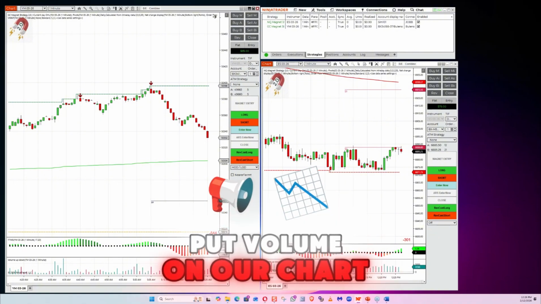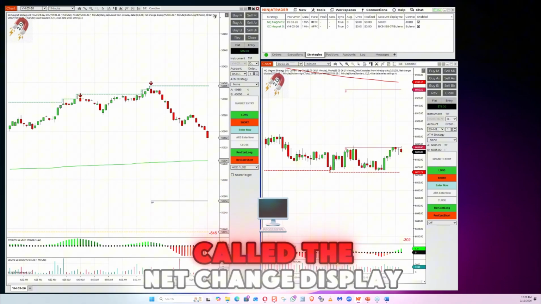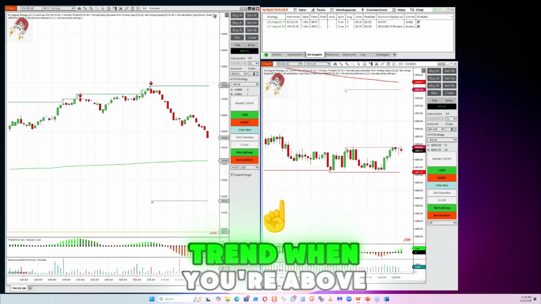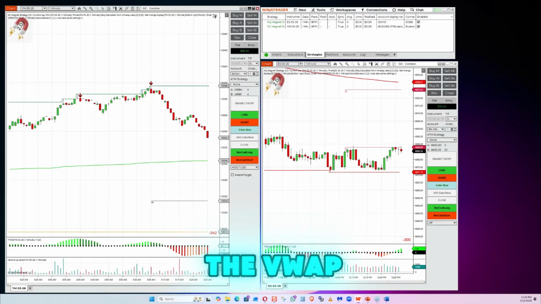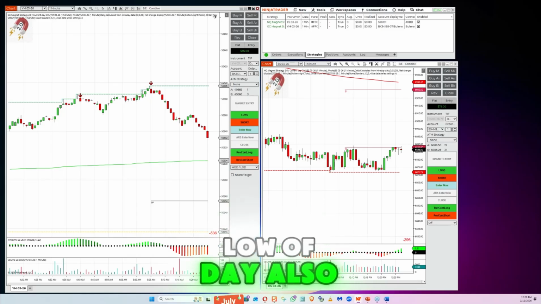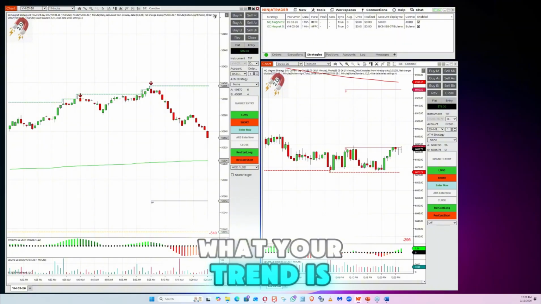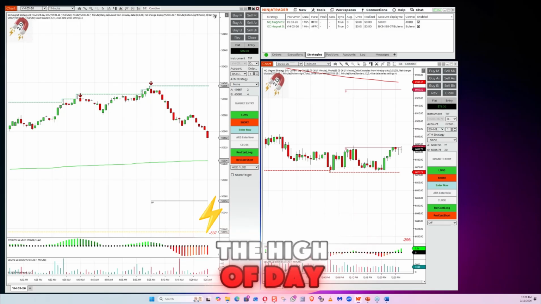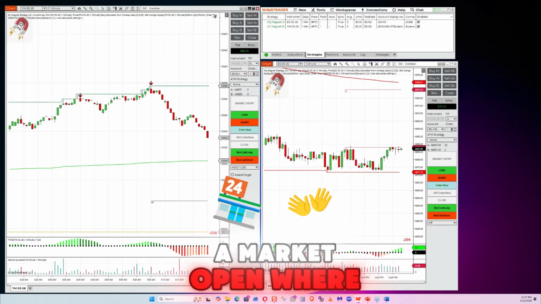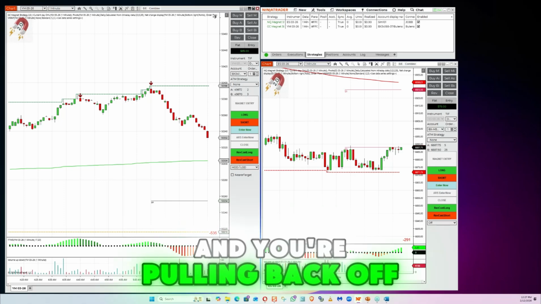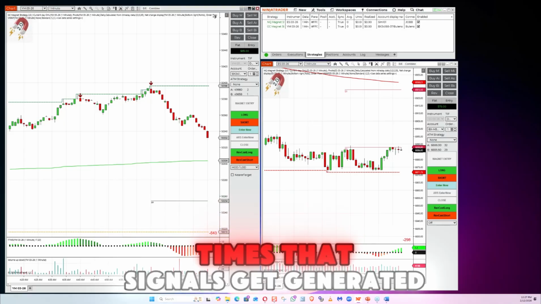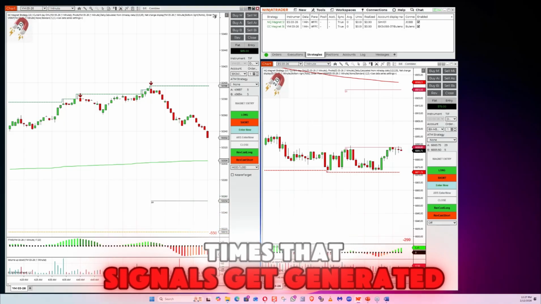We put volume on our chart. We put an indicator called the net change display. The VWAP helps to see trend when you're above the VWAP or below the VWAP. And of course, the high of day, low of day also helps you to determine what your trend is. Are you moving up towards the high of day? Are you pulling off the high of day? Have you just had a market open where you've made a new high and you're pulling back off? Those are great times to take trades, and those are great times that signals get generated very well.